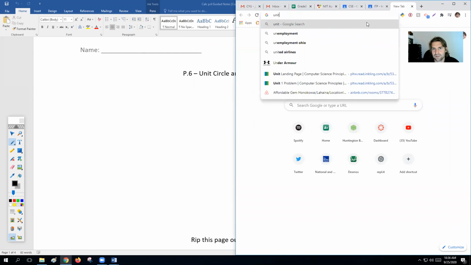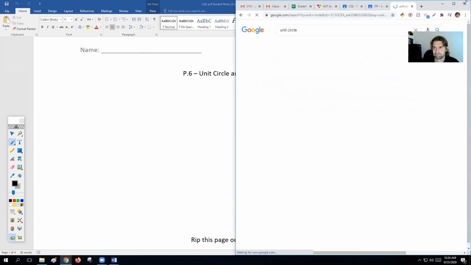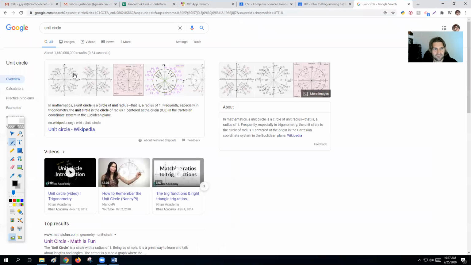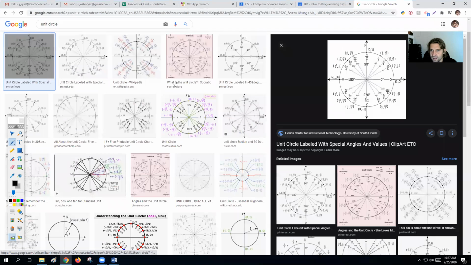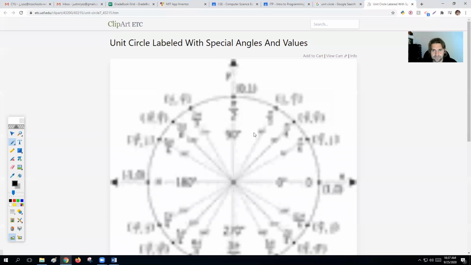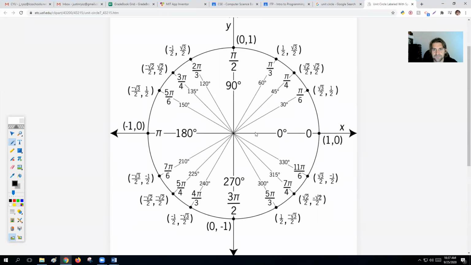Google unit circle. And if you guys want to do the same thing to help you out, let's try to find a good one here. All right, this one isn't too bad. It's actually really good. So a couple of things that I would probably add to this unit circle is just some formulas to help us out.